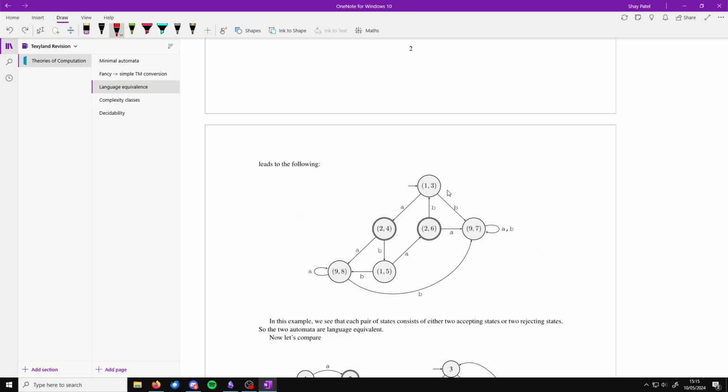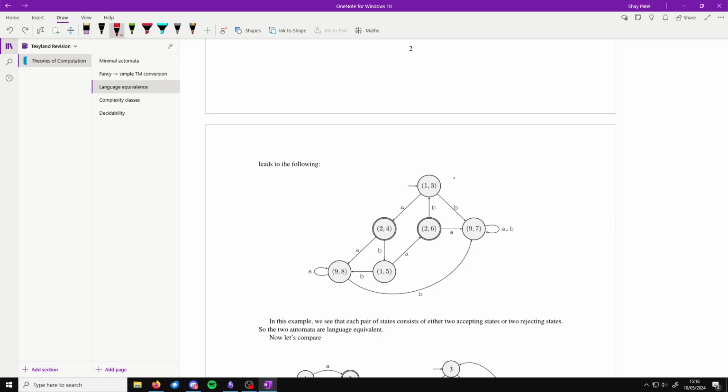Each pair in here should both be accepting or both be rejecting in order for the two automata to be language equivalent. Because if we think about it, if one of these is rejecting and one of these is accepting, that means if we read in a sequence of characters to get to that state, A will accept it and B will reject it, or vice versa. We want them both to agree on rejecting or both to agree on accepting. And so both of these states have to either be accept states or both have to be reject states.